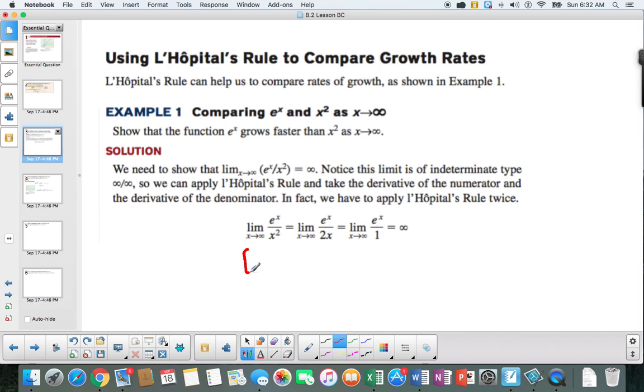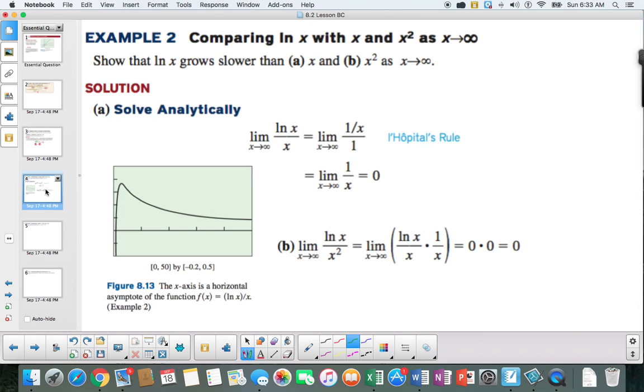Let's take a look at comparing e to the x and x squared. So this is an indeterminate form. We're going to use L'Hopital's rule, and we're going to get e to the x over 2x, which is, again, an indeterminate form. And this should have been the number 2. And when we compare that, that's going to be infinity. Being infinity means that the numerator was dominating. So we can say that e to the x grows faster than x squared.